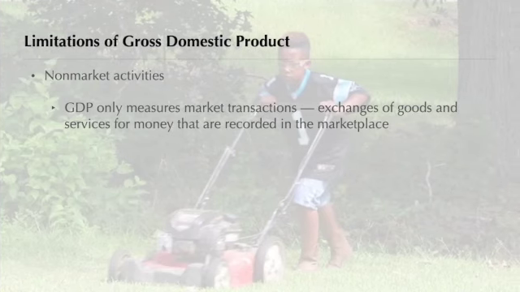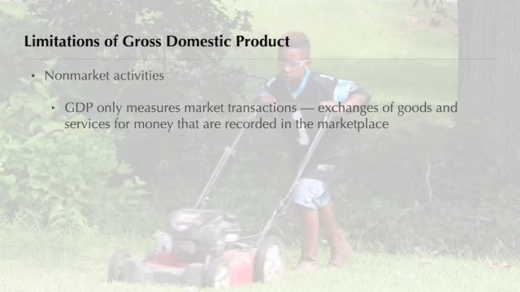Suppose that every Saturday, Tim mows his parents' lawn. Routinely, he also makes his bed, cleans his room, and washes the car, all at no charge. Although these activities are productive, no financial exchange takes place. As a result, Tim's household chores are not included in GDP.